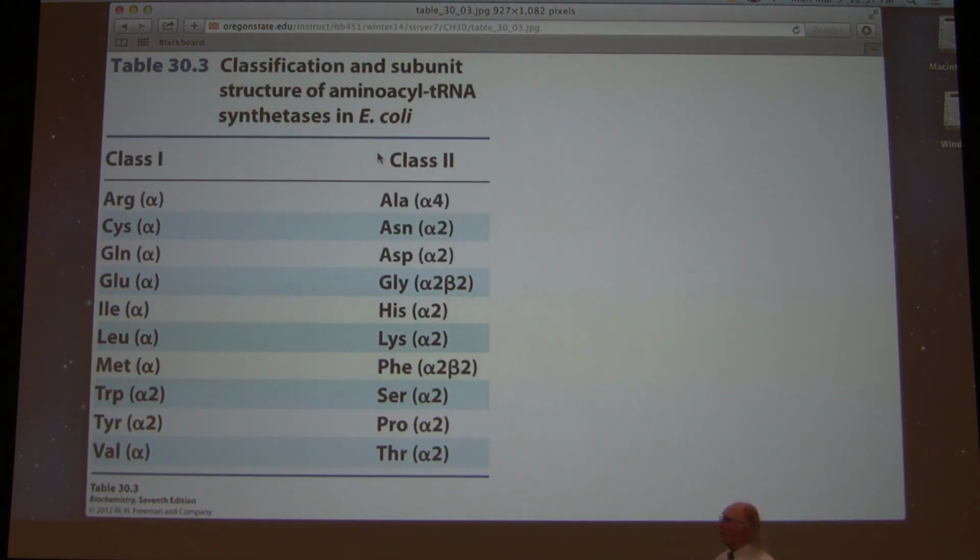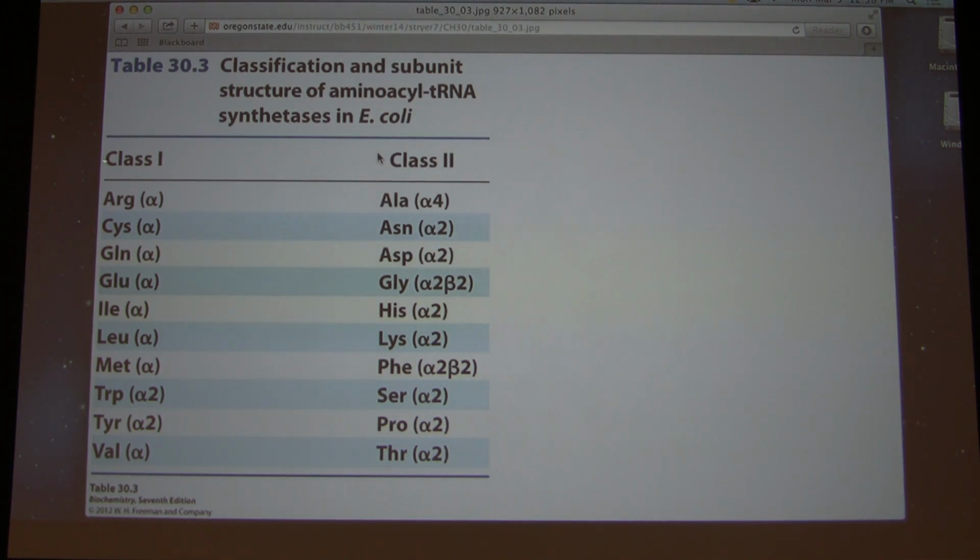Now, I said that some enzymes, the amino-acyl tRNA synthetases, put amino acids onto the 2' end of the transfer RNA, and some put it onto the 3' end. It's the same end of the tRNA, right? It's whether it's the 2' or the 3', which side of the ribose it's putting the amino acid onto.